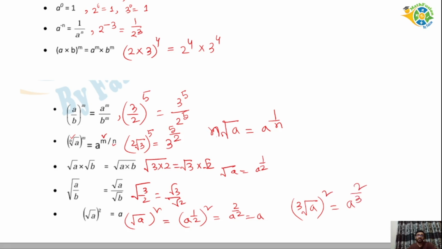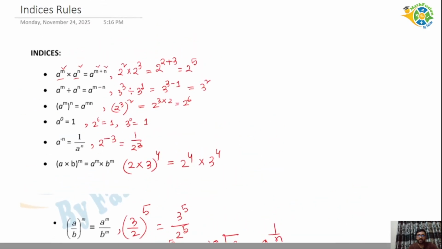Okay. So these are the basic rules of indices. We must keep the rules in mind and apply them whenever necessary.